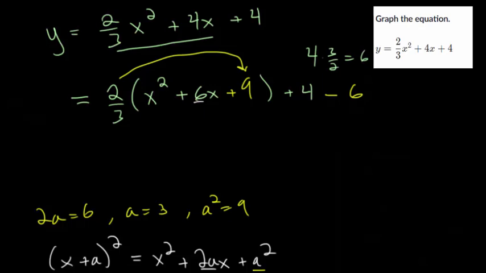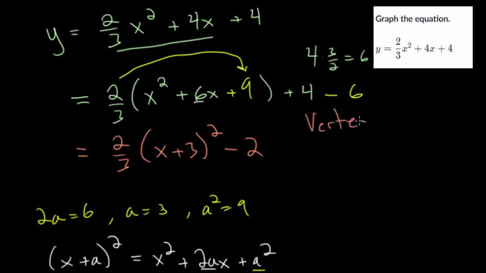And from here, this will be equal to 2/3. And now this is a perfect square. And we know the a value is 3. So we can just write this as x plus 3 squared. And then plus 4 minus 6 would be -2. And I encourage you, pause the video, re-multiply this out, and prove to yourself that it is equal to our original equation. So from here, we found the vertex.